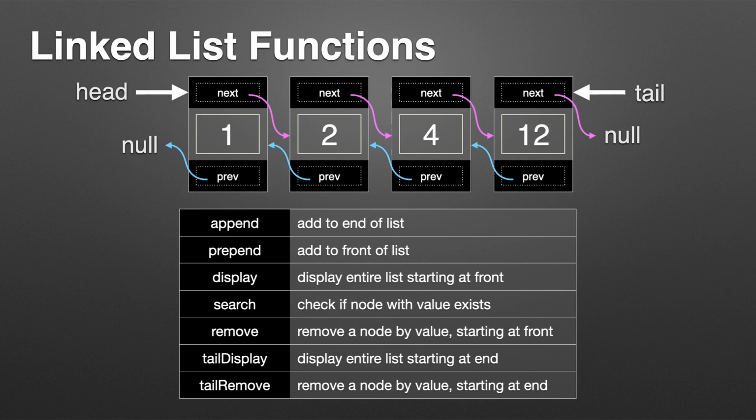Remove. So we'll also do our remove by value. We'll just be passing in the integer, and if that integer is in the list, we want to remove the node that it's in. And again, you could do that different ways too. We have tail display, which is the same as display, but from the other side. So you can do that in reverse. And then tail remove, which is just to take a value off of the end of the list, so coming in from the other side on the doubly linked list to do that.